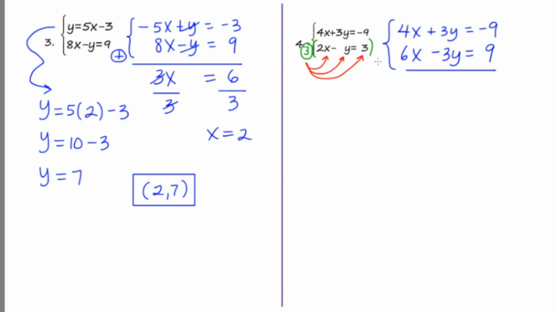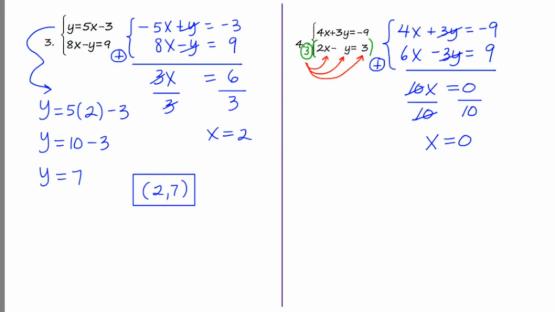I'm going to put a plus outside of the system, and I'm just going to add downward. But the first thing I observed is that the 3y and the negative 3y are going to cancel out. So I'm left with 4x plus 6x, or 10x, is equal to negative 9 plus 9, which is 0. I'll divide both sides by 10. 0 divided by 10 is 0.